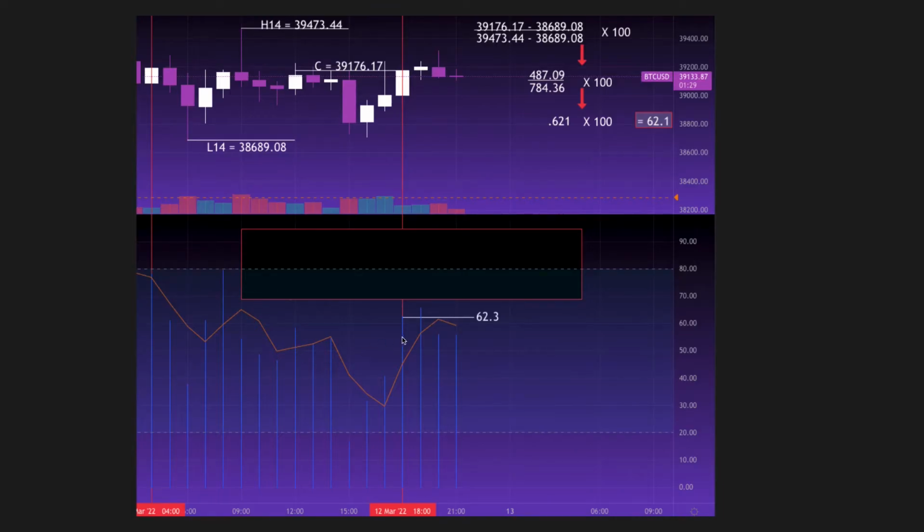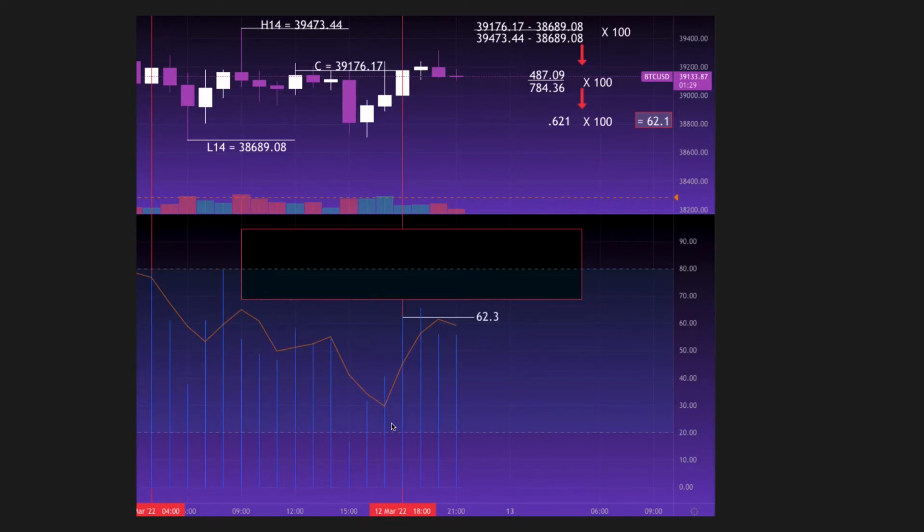Oh, and also I changed the fast stochastic here to histogram just so we can see that it's exactly there. Because if it was a line, that line's going to smooth this out and it's not going to show the exact point. So I changed it to the histogram to show its exact value for the stochastic at that candle point. Okay, so that's how we get the fast stochastic.